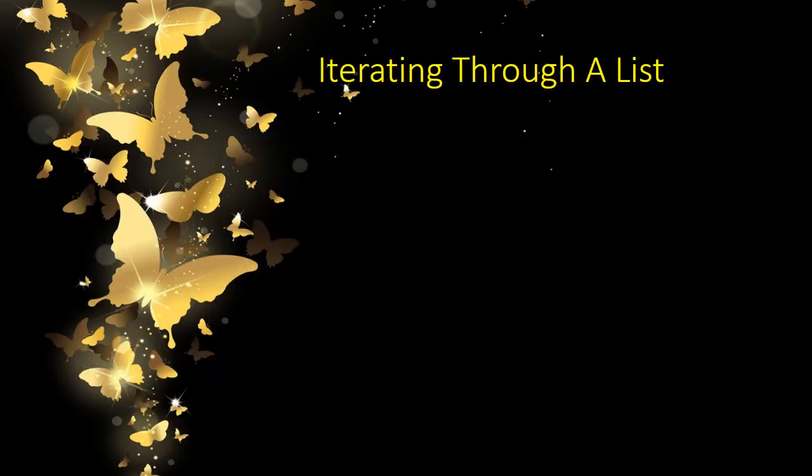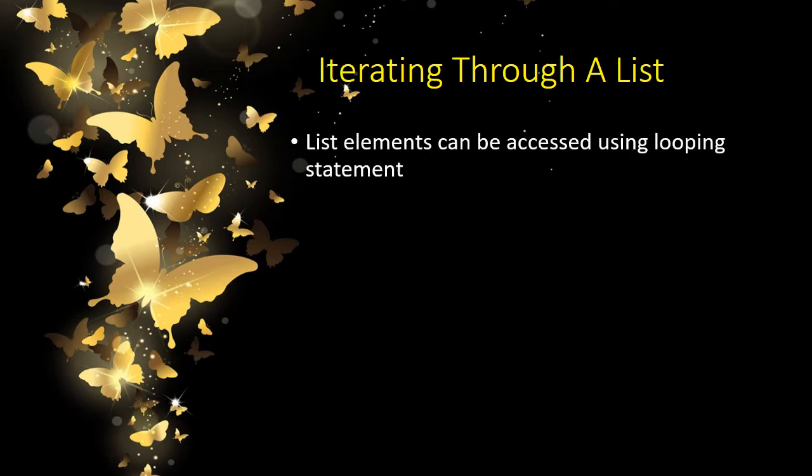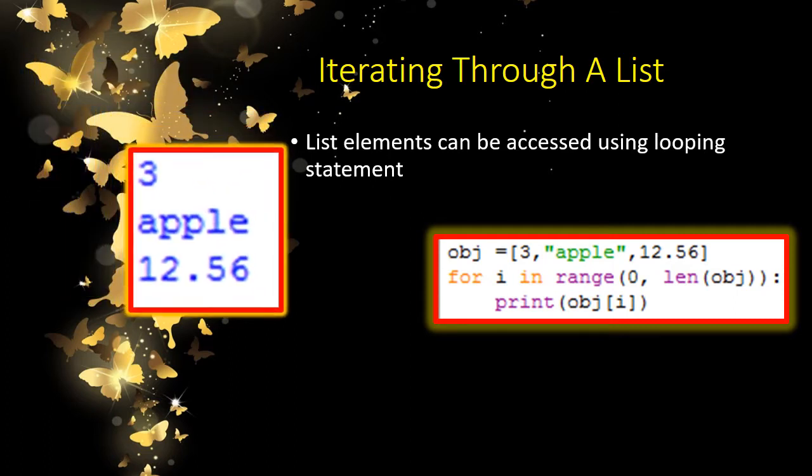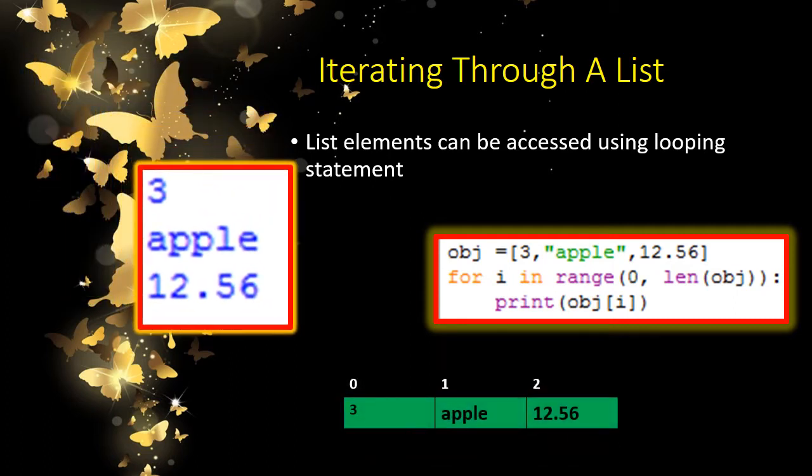With a for loop also we can iterate over the elements. We can access the elements using the for loop. So consider the list object equal to 3, apple, 12.56, and for i in range. The range function's general form is start, stop, and step value. The start value here is 0, and stop is the length of the object, totally 3 elements by the length function, so 3. For the range function the stop value minus 1 will be taken, so 3 minus 1 is 2, so the i values are 0, 1, 2, and the default step value is 1. So value by value will be iterated, and it will be displayed.